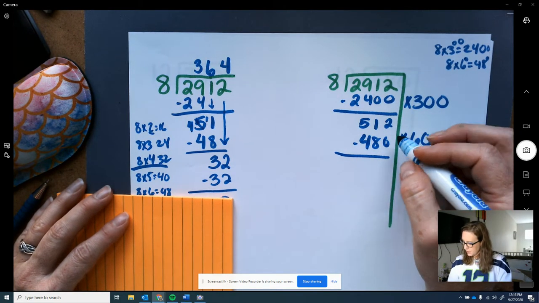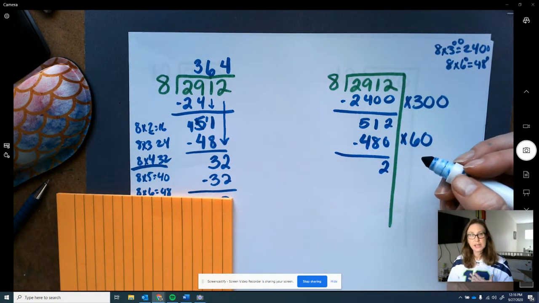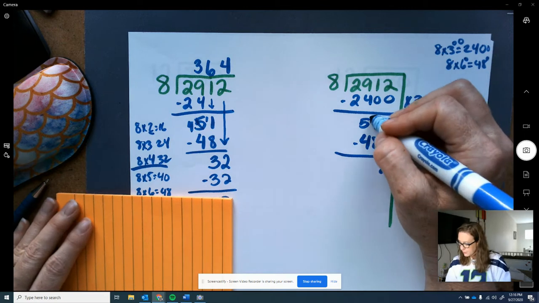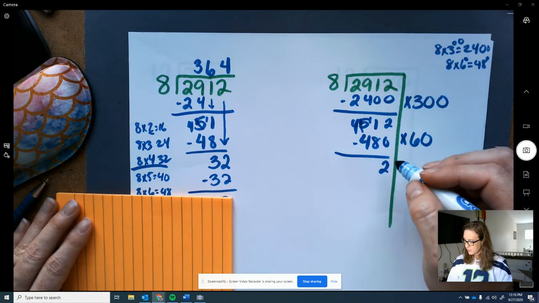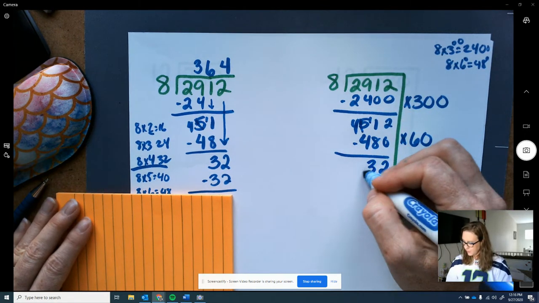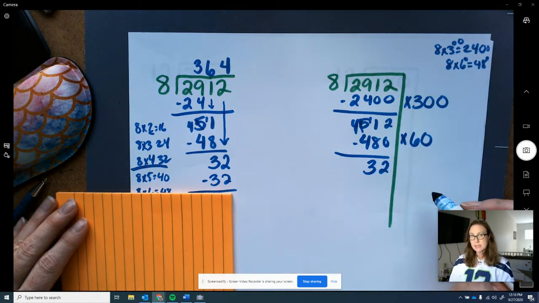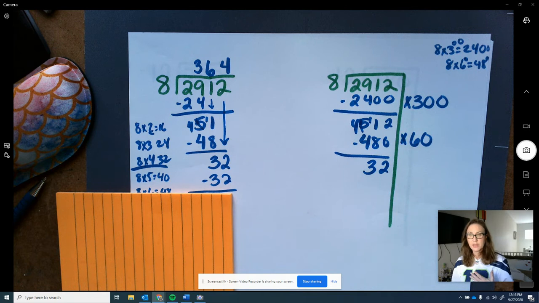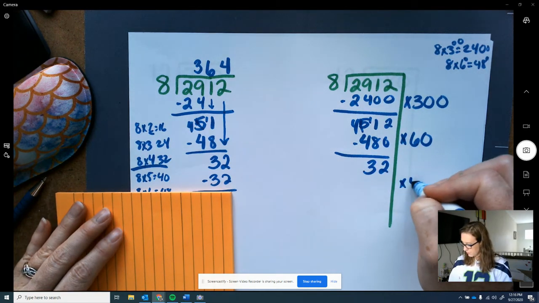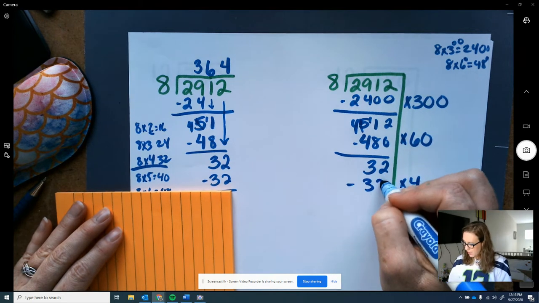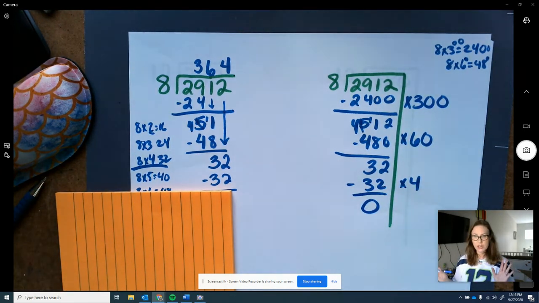2 minus 0 is 2. I need to find out how much money I still have left. I have to borrow here. 11 minus 8 is 3. I still have $32. Well, 32 divided by 8 is a fact. So 8 times something equals exactly 32, and that would be times 4. So I now have no dollars left.